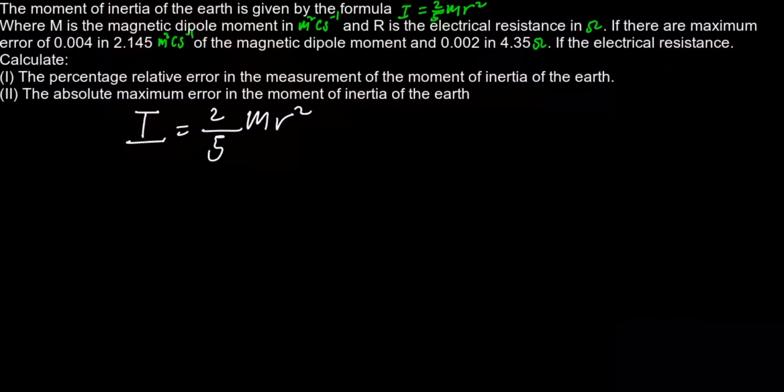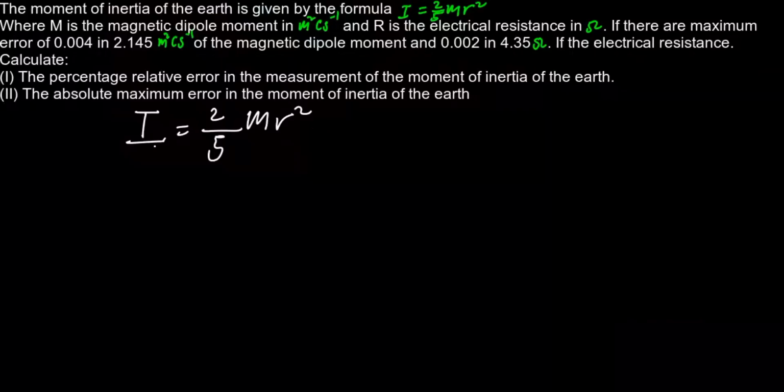We were given M to be the magnetic dipole, and this is the unit. So if you see these units in any question, you know that this is the magnetic dipole. R is the resistance in ohm. If there are maximum errors, it means that we are still dealing with maximum error. So just write the maximum error formula for all this.